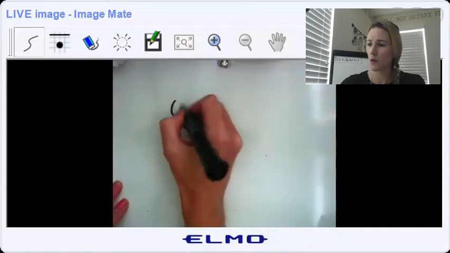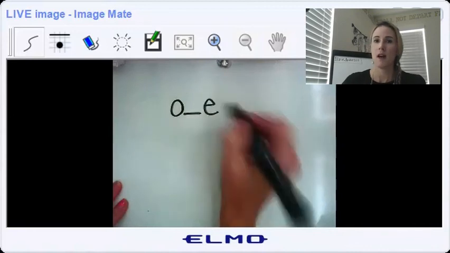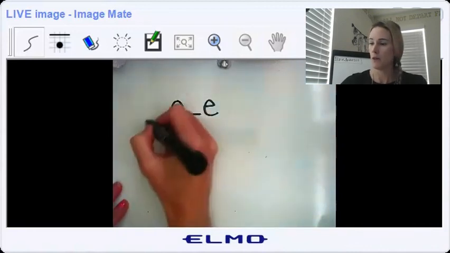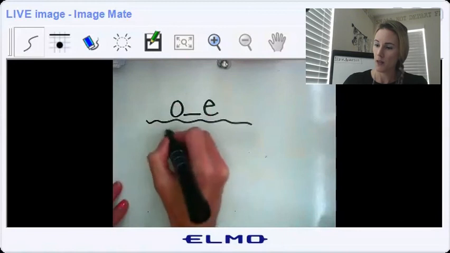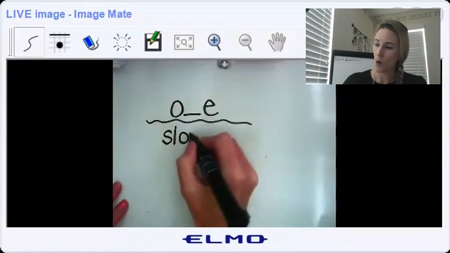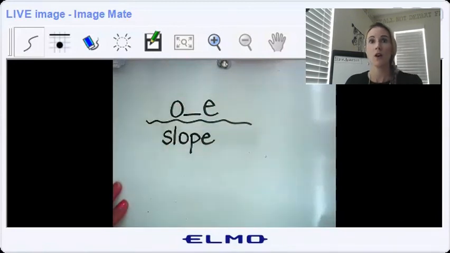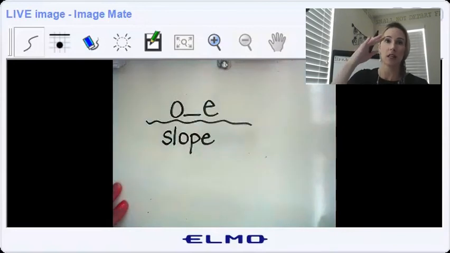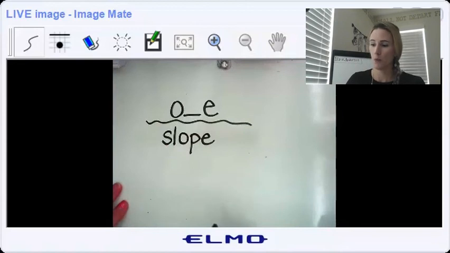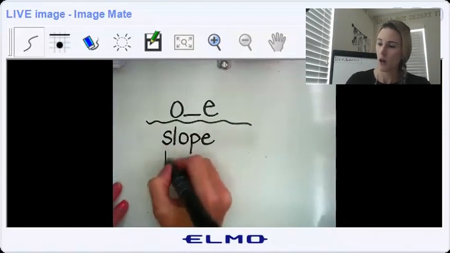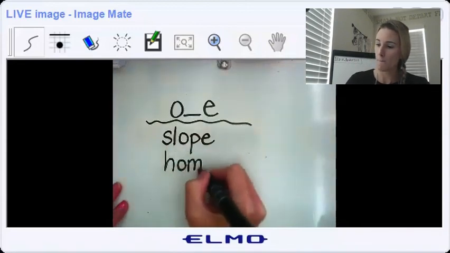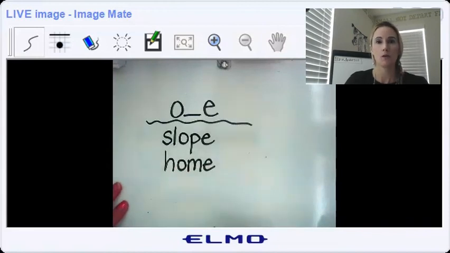You'll have a few words that have the long O pattern. And so we did one at the beginning, slope. So the hill will have a slope. A slope is an incline going up, or you can have a downward slope. And this word, home. So those are two words.